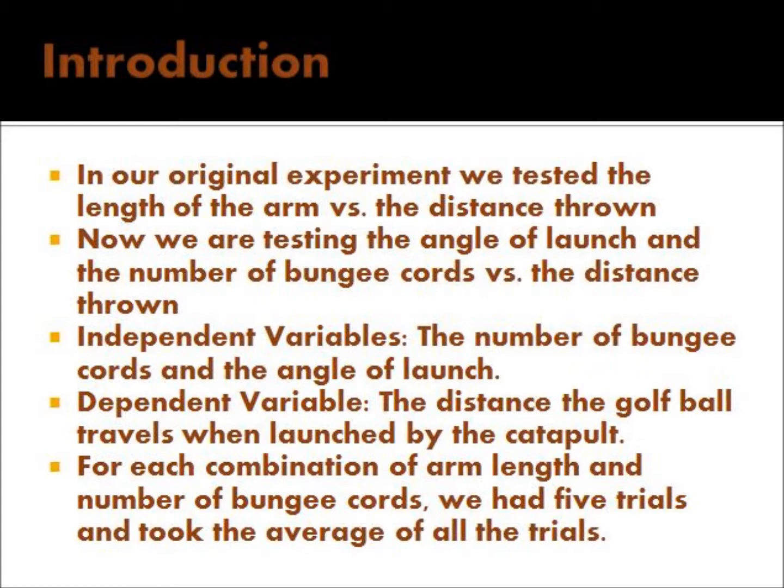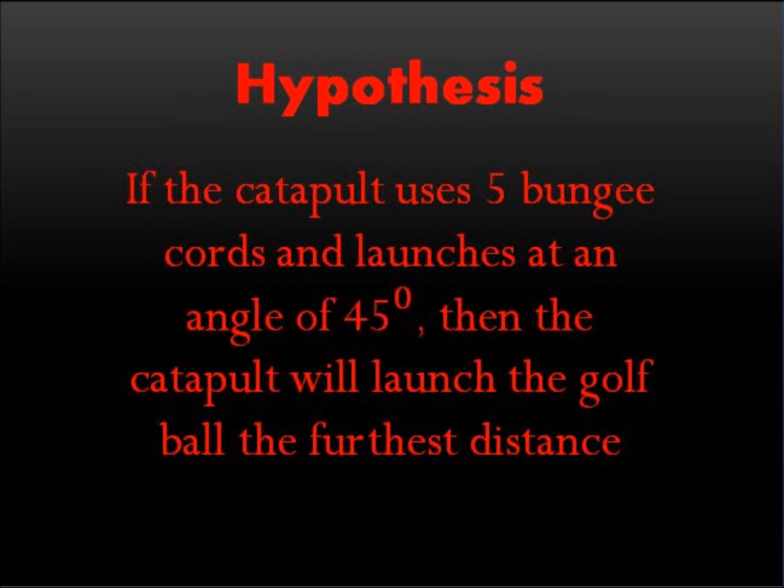For each combination of the arm length and the number of bungee cords, we had 5 trials and took the average of all the trials. Our hypothesis is that if the catapult has 5 bungee cords and is combined with a launch angle of 45 degrees, then the golf ball will travel the furthest distance.